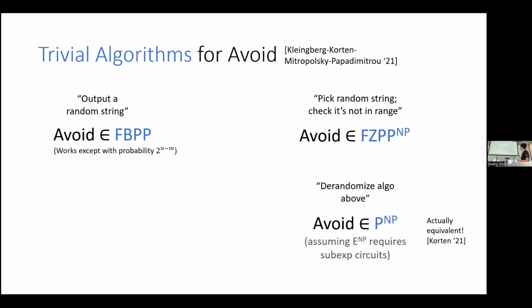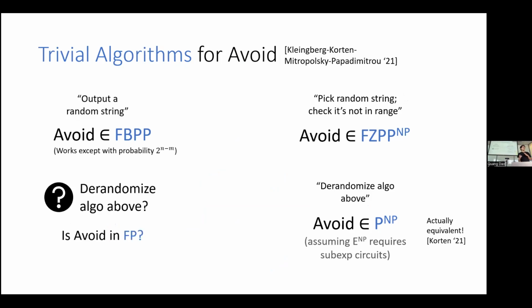So here is this. Assuming the circular lower bound, we have a P to the NP algorithm for avoid. So there is a very natural problem within this table: can we solve range avoidance in polynomial time without an NP oracle? Is that FP to the NP? Oh yeah, this should be FP. Okay. So the question is whether we can solve it in polynomial time.